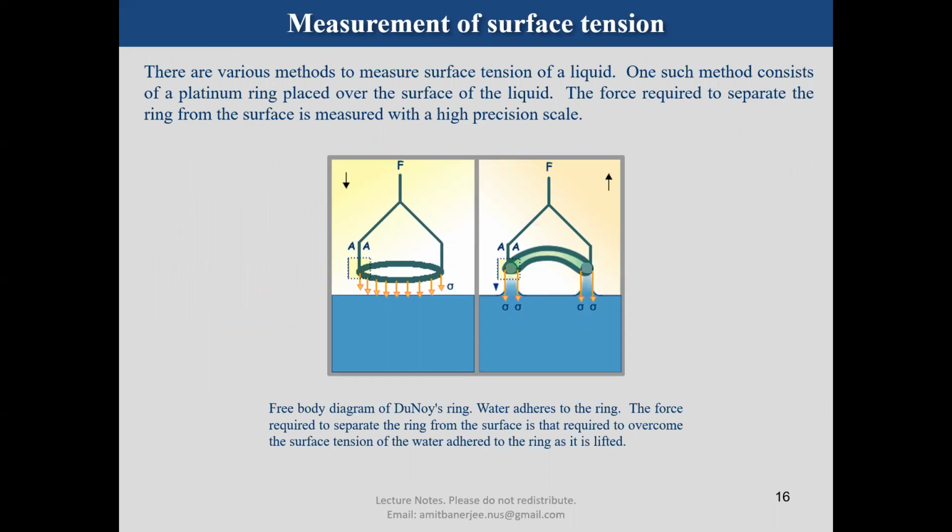Another way of measuring surface tension is by using the Du Noüy ring. It's a platinum ring placed over the surface of the liquid. The force required to separate the ring from the surface is measured with a high precision balance. Water adheres to the ring. The force required to separate the ring from the surface is required to overcome the surface tension of the water adhered to the ring as it is lifted.